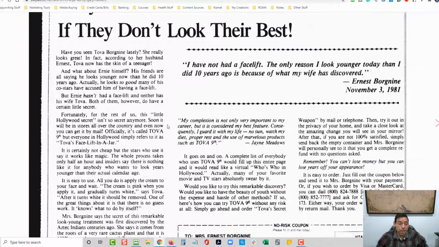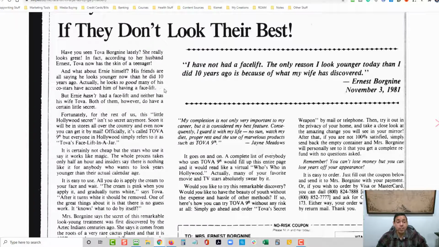And you'll see down here, have you seen Tova Borgnine lately? She really looks great. In fact, according to her husband, Ernest, Tova now has the skin of a teenager. Again, what is this? A promise. What do women want? They want to look like a teenager, maybe without the acne, but they want that younger skin.